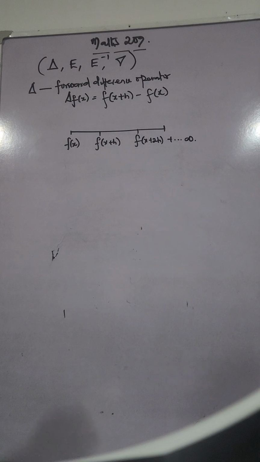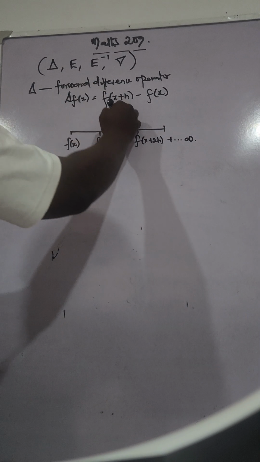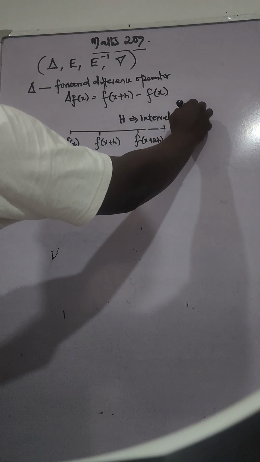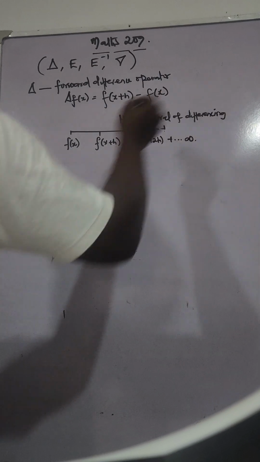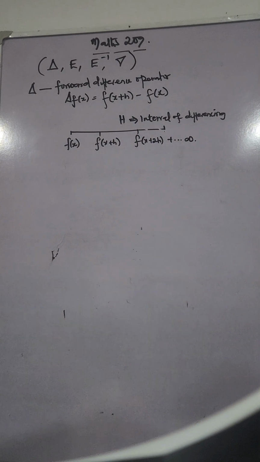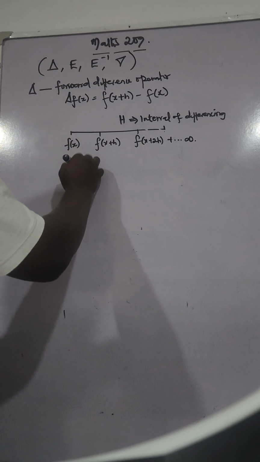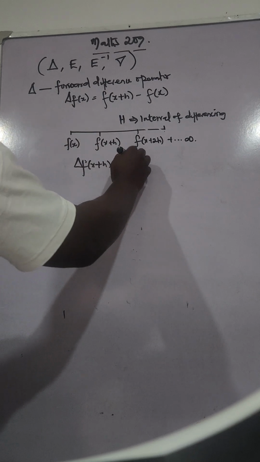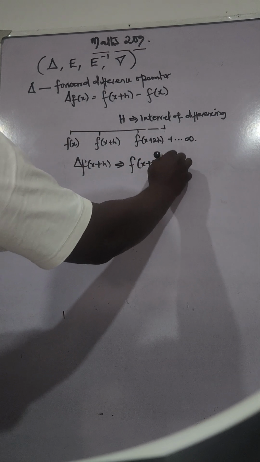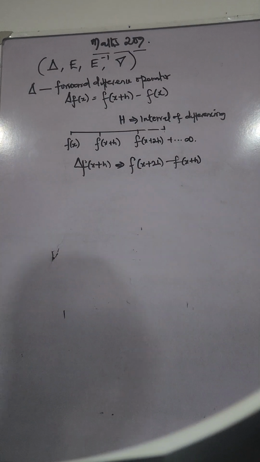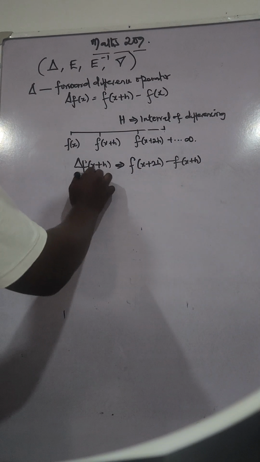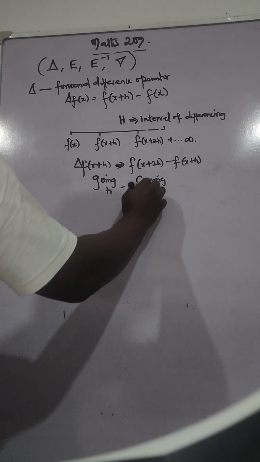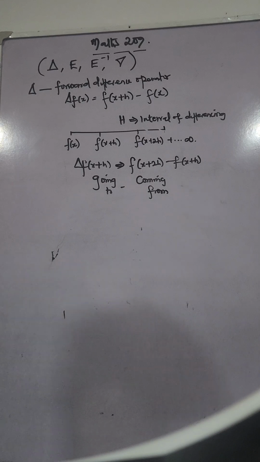I said, sir, could this be possible? He said, yes. He said, meanwhile, the h here is called the interval of differencing. I said, okay, sir, so what would be the forward difference of f of x plus h? He then told me that this will be f of x plus 2h minus f of x plus h. Similarly, what we are simply saying is where we are going to minus where we are coming from. Let's not forget that. Where we are going to minus where we are coming from.